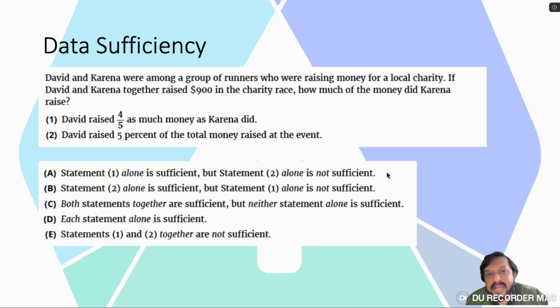This is how a typical data sufficiency question looks. There will be a question followed by 2 statements, and there will be instructions given. You will have to decide whether statement 1 is sufficient to answer the question, 2 is not, or 2 is sufficient to answer the question, 1 is not, or we can combine the 2 pieces of information and only then can you get an answer, and so on.